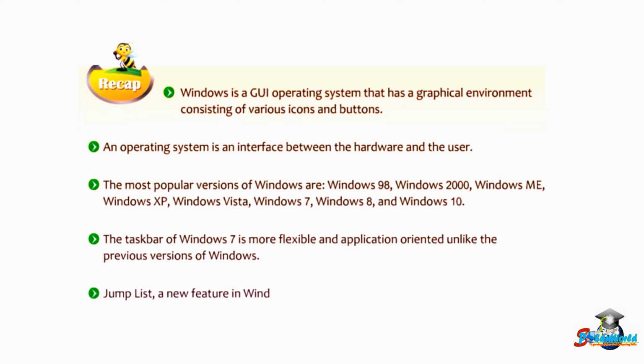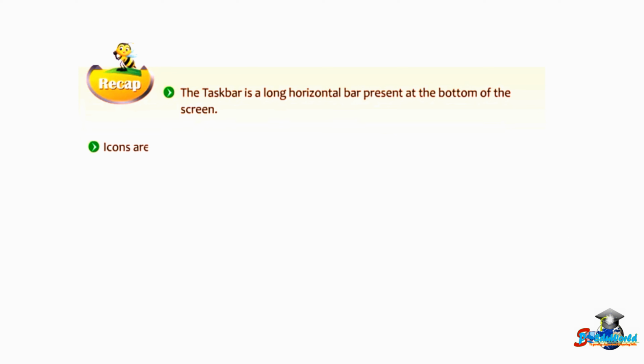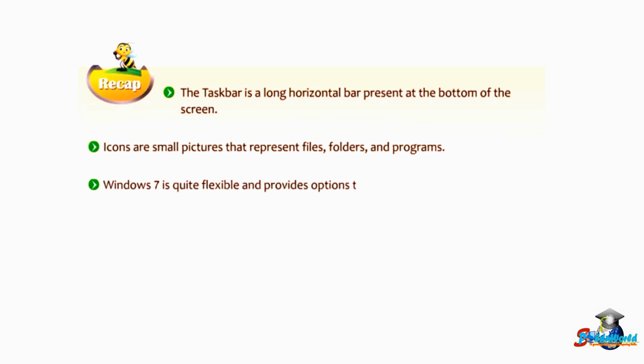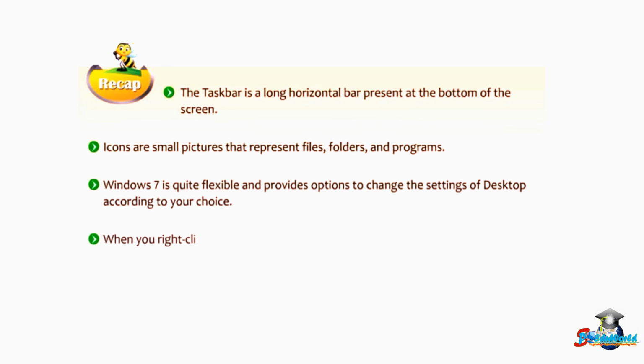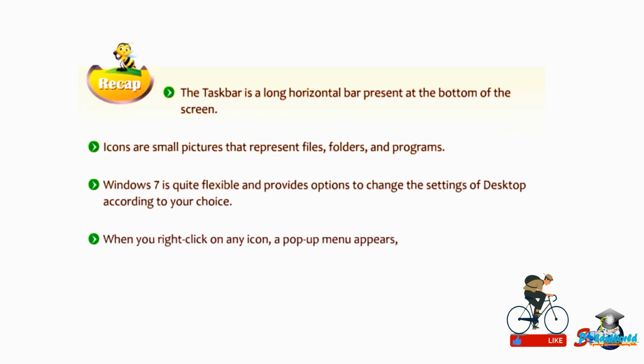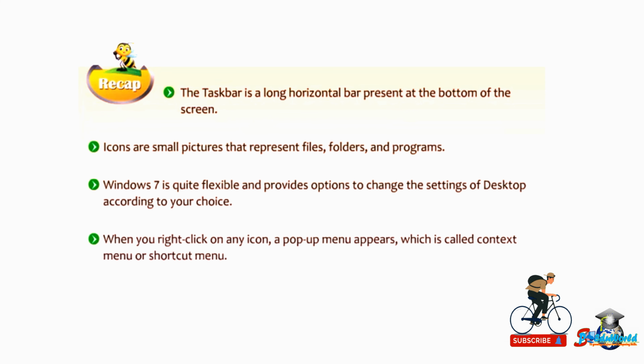The taskbar of Windows 7 is more flexible and application-oriented unlike the previous versions of Windows. Jump List, a new feature in Windows 7, takes you straight to the documents, pictures, songs or websites you have recently visited. The taskbar is a long horizontal bar present at the bottom of the screen. Icons are small pictures that represent files, folders and programs. Windows 7 is quite flexible and provides options to change the settings of desktop according to your choice. When you right-click on any icon, a pop-up menu appears, which is called Context Menu or Shortcut Menu.